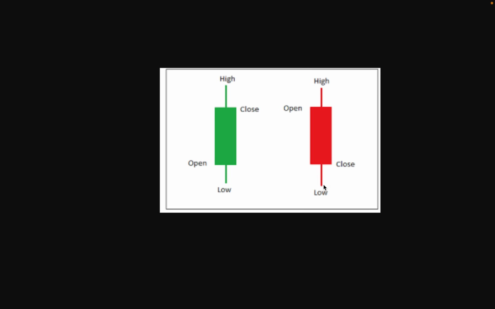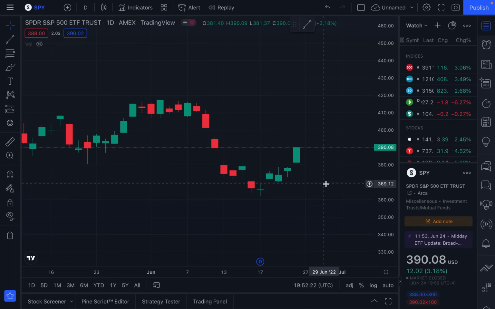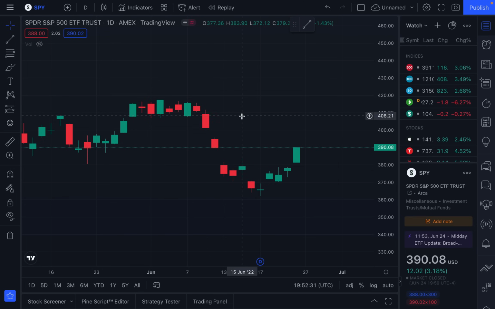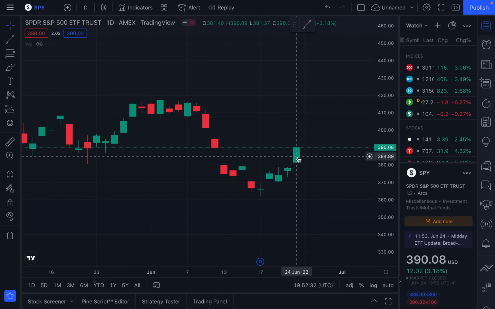So let's take a look at a quick example. If we go over here, and this is still using SPY, let's take a look at this last candle that we see. Since I'm using the daily chart, each candle here represents price movement over 1 day. So this green candle represents basically 1 day for SPY, and of course this is for June 24th, which was yesterday. We know SPY had a green day, so this candle is green.